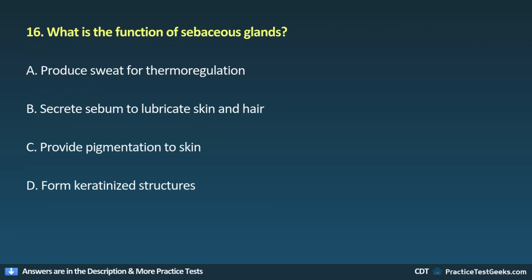16. What is the function of sebaceous glands? A. Produce sweat for thermoregulation. B. Secrete sebum to lubricate skin and hair. C. Provide pigmentation to skin. D. Form keratinized structures.